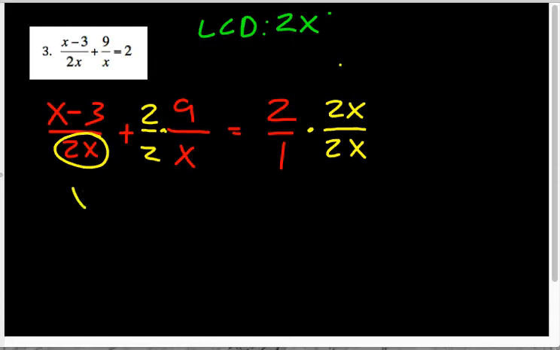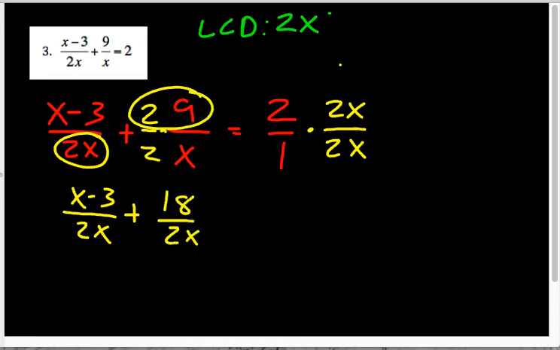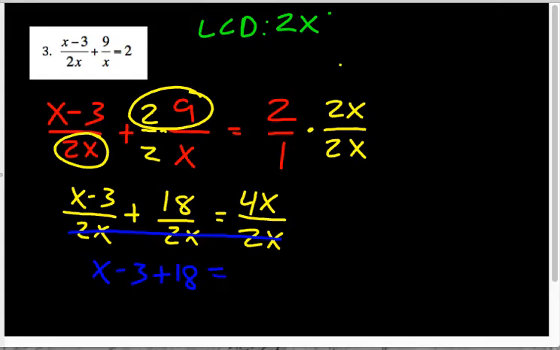So I end up with x minus 3 all over 2x plus 9 times 2 is 18 all over 2x equals 2 times 2x is 4x all over 2x. So you can see right here, I have a common denominator. I can go ahead and cancel out my common denominator and solve x minus 3 plus 18 equals 4x.